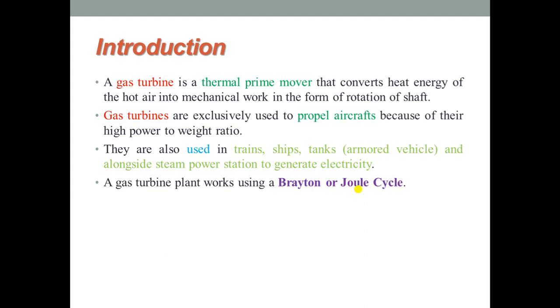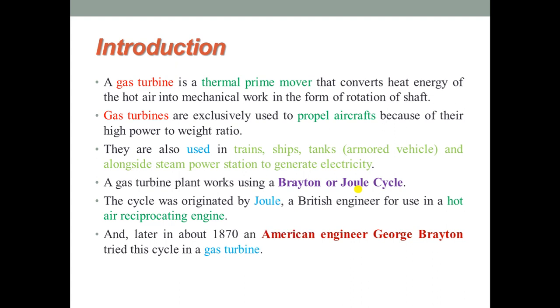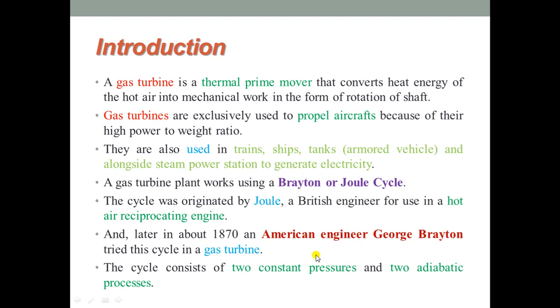A gas turbine plant works using either the Brayton cycle or the Joule cycle. The cycle was originated by Joule, a British engineer, for use in a hot air reciprocating engine. Later, in about 1870, an American engineer, George Brayton, tried the cycle in a gas turbine. The cycle consists of two constant pressure and two adiabatic processes.